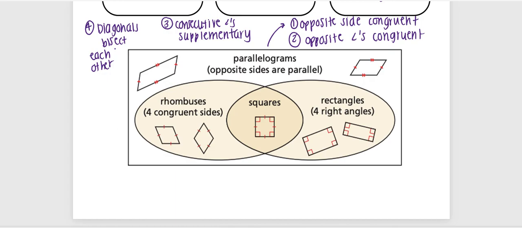So these 4 properties that we learned in 7.2, those are properties of parallelograms. But since rhombuses, squares, and rectangles are types of parallelograms, they also have all 4 of those properties. So that's going to be important when we go into the next video.